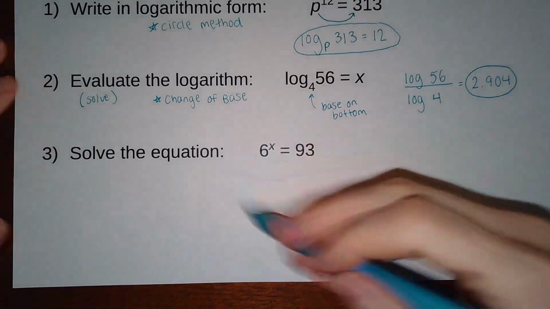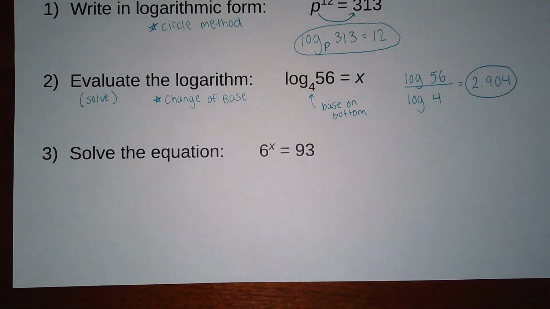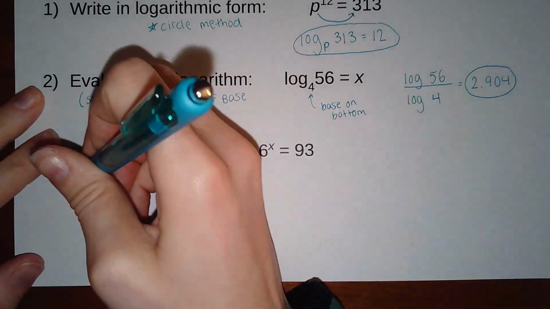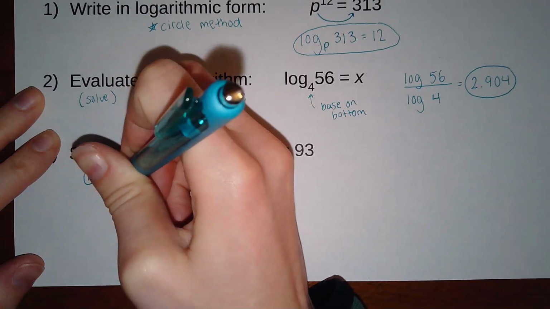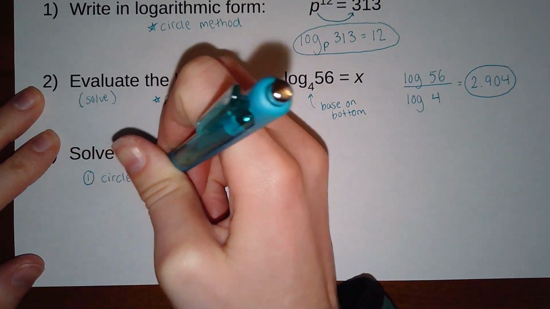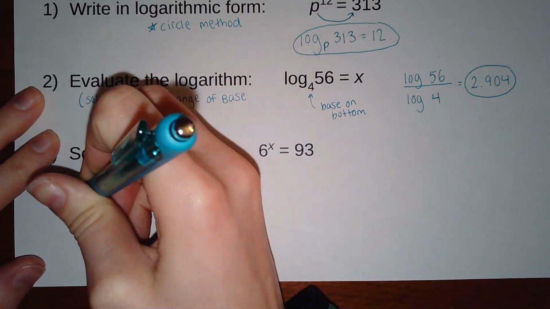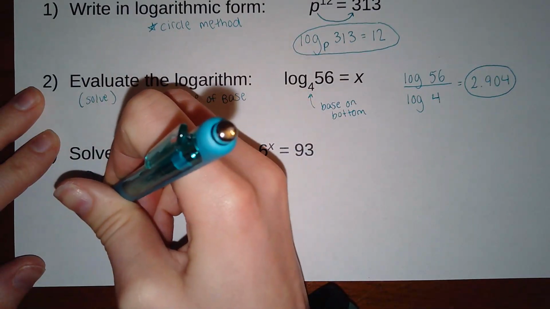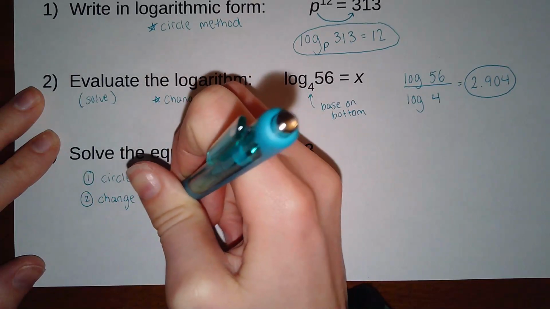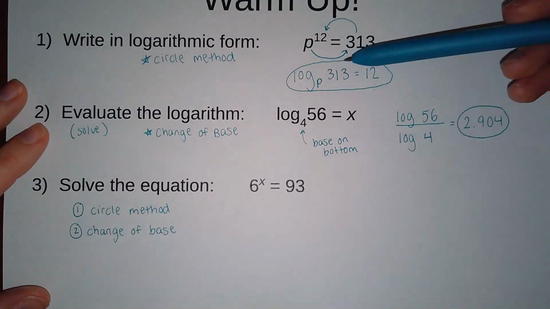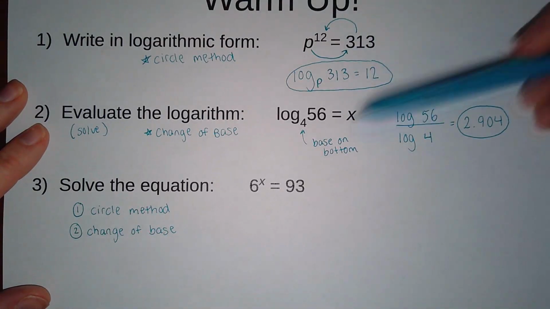And then lastly, we're asked to solve this equation. And we have 2 big steps. The first step is going to be to write it as a log using circle method. And then the second step is going to be evaluating that log using the change of base property. So it's kind of like this process almost combines these 2 steps that we just did in 1 and 2.